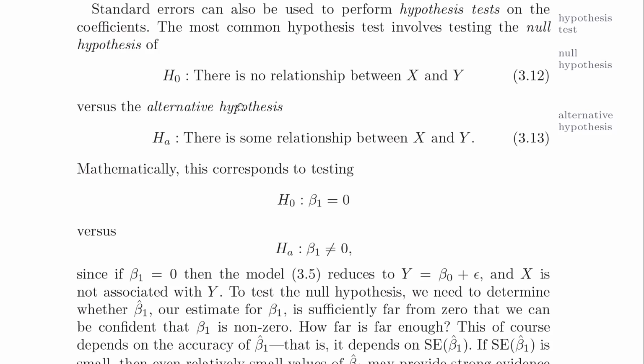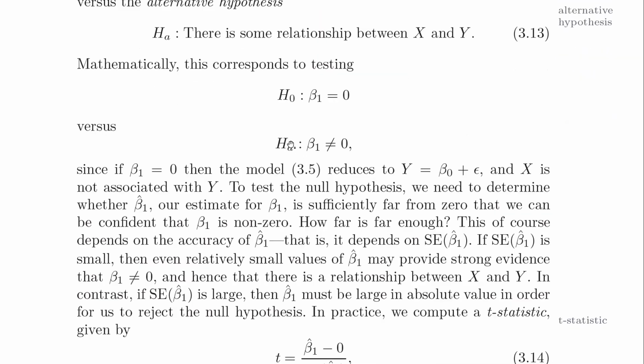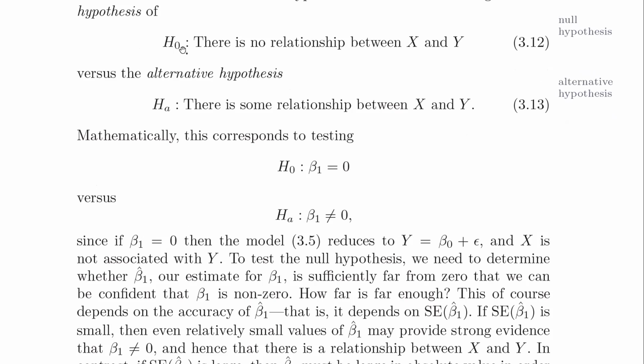Now, mathematically, what does this boil down to? It should be pretty obvious. It's a zero slope. That is no relationship. Changing x does not change y. Well, the alternative hypothesis, notice the A, I'm used to H naught and H1. A is for alternative, clearly.